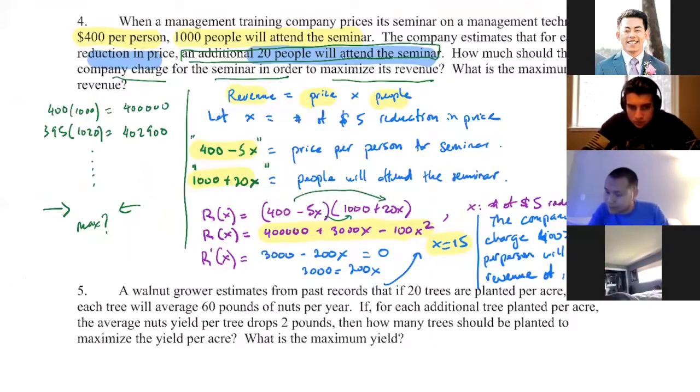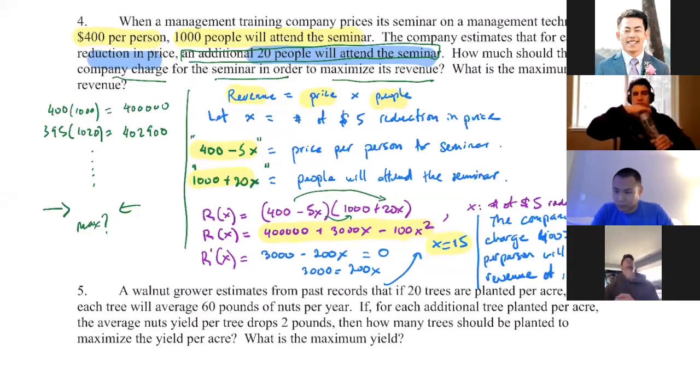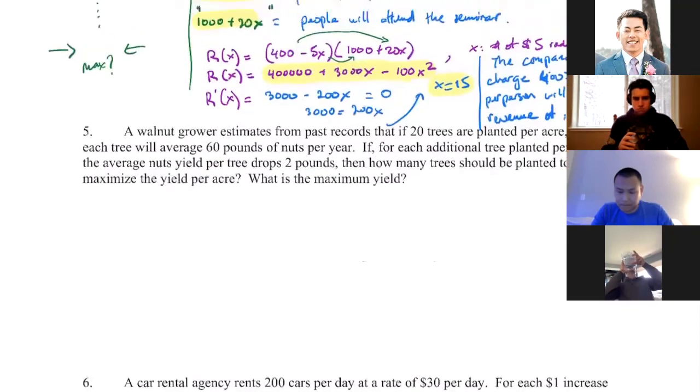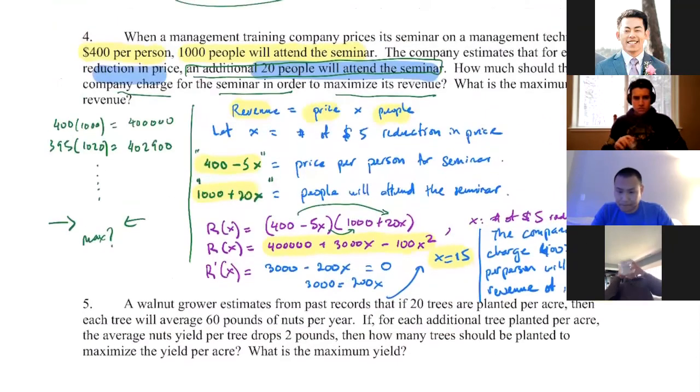So the hardest part for this example is being able to write that revenue function based on the price reductions and the corresponding demand, the number of people who will attend. For each $5 reduction, an additional 20 people will attend, so we have to incorporate that in terms of the variable. As x changes, the demand also changes by 20. So the 400 minus 5x and 1,000 plus 20x. That's probably the most challenging part, being able to set that up. And then 5 and 6 here are similar examples for you to try on your own. I'll let you guys work on that before we do more examples.